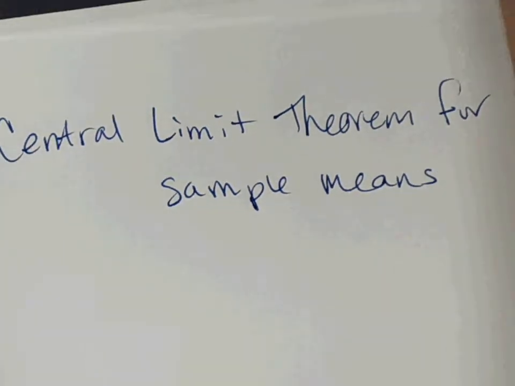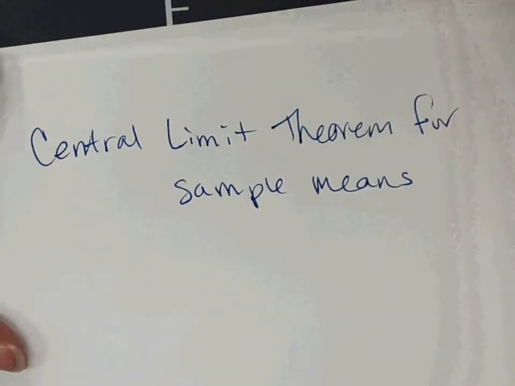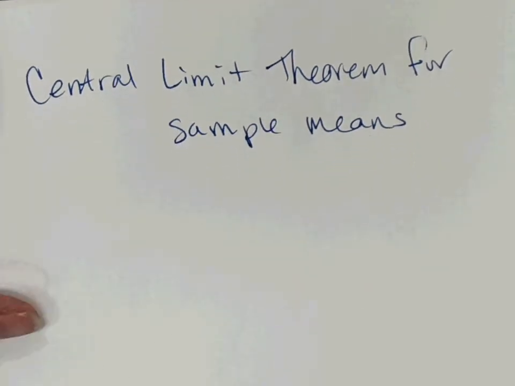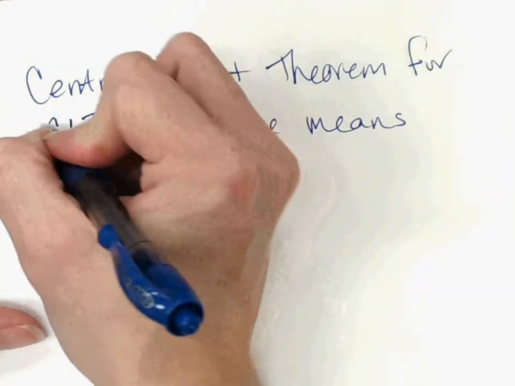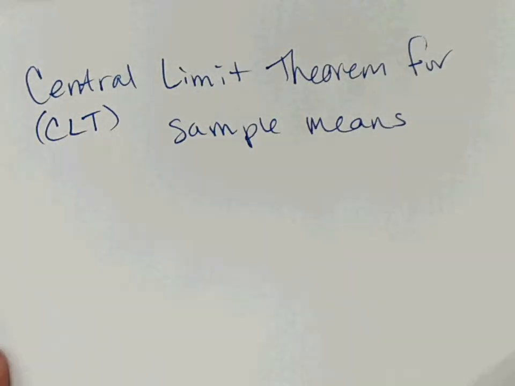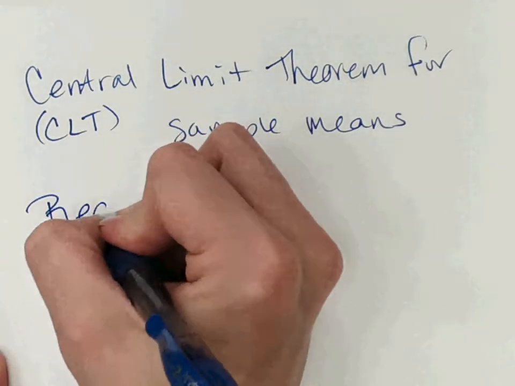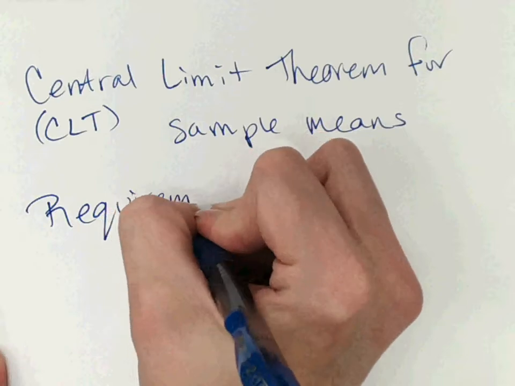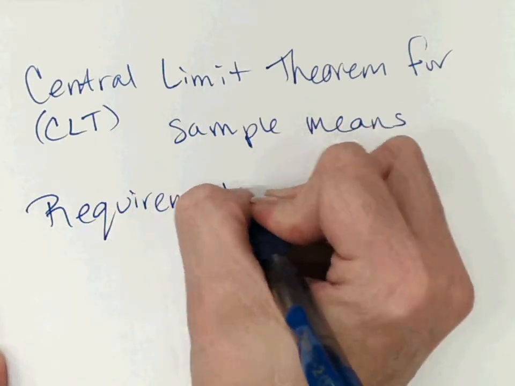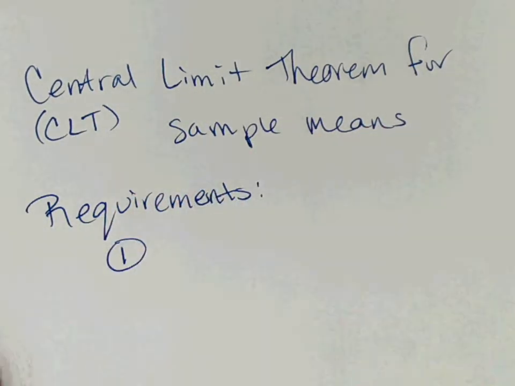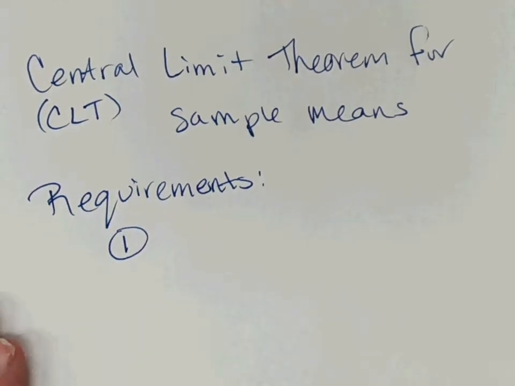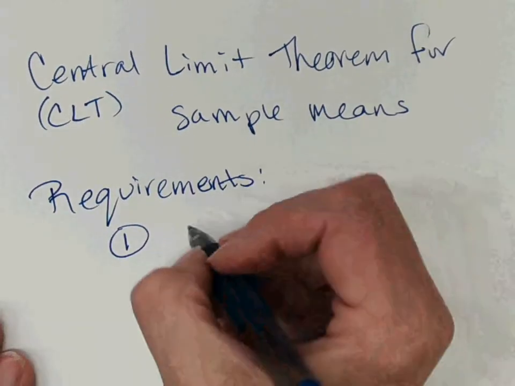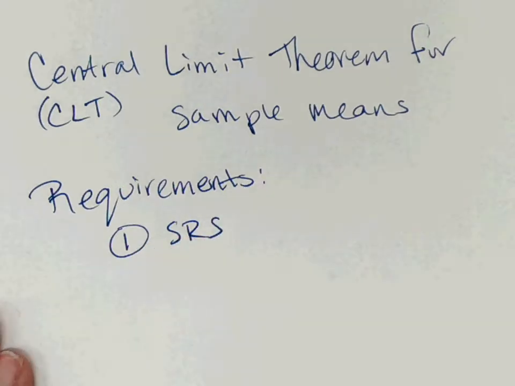I need to zoom way out here. Now, when we looked at the central limit theorem for proportions, also known as the CLT, the very first thing that we looked at was what the requirements are in order to be able to use this. The first requirement is the same as the first requirement for a sample proportion. We have to have some sort of randomness involved. We have to have a properly conducted sample in order to be able to use the data from it.